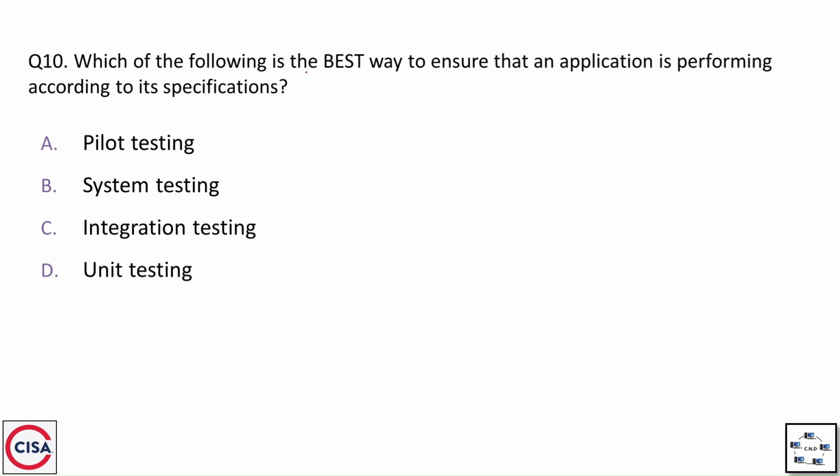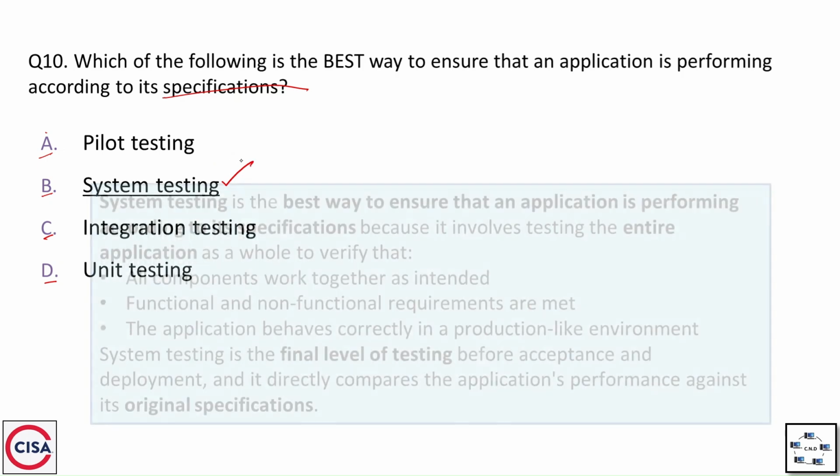Question number 10, which of the following is the best way to ensure that an application is performing according to its specifications? Option A, pilot testing. Option B, system testing. Option C, integration testing. And option D, unit testing. And the correct option is option B, system testing.